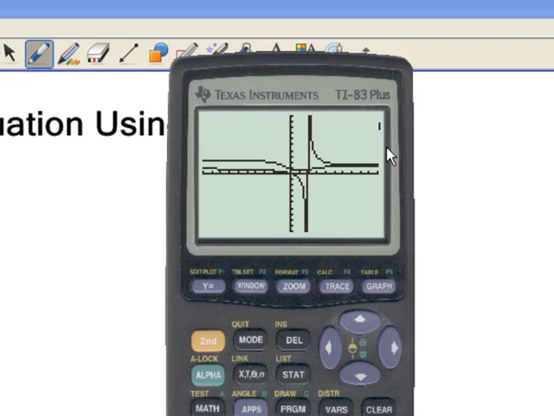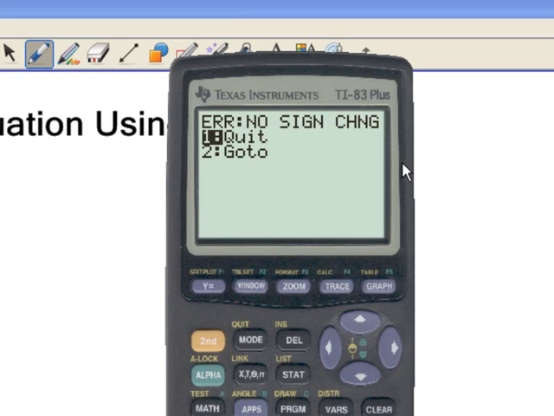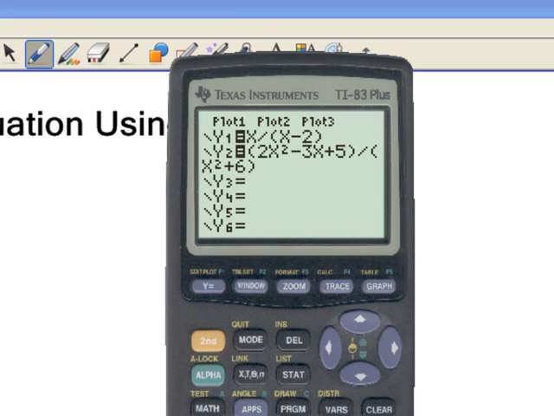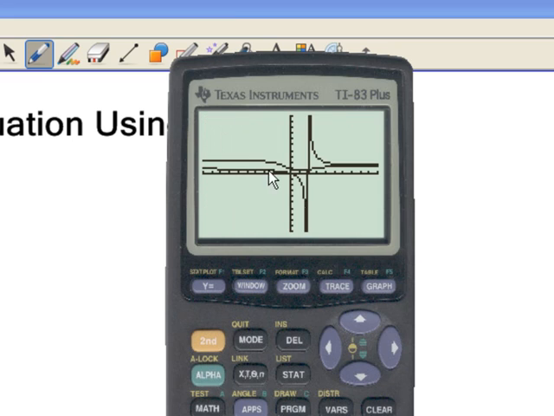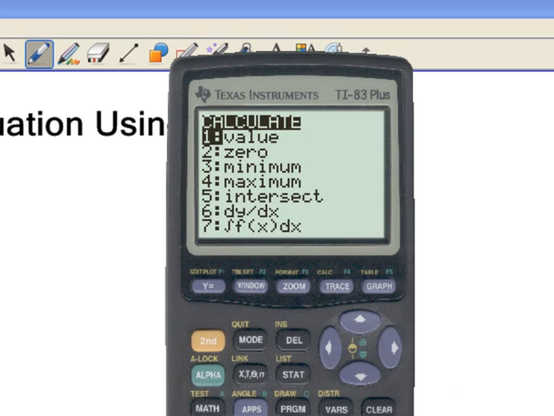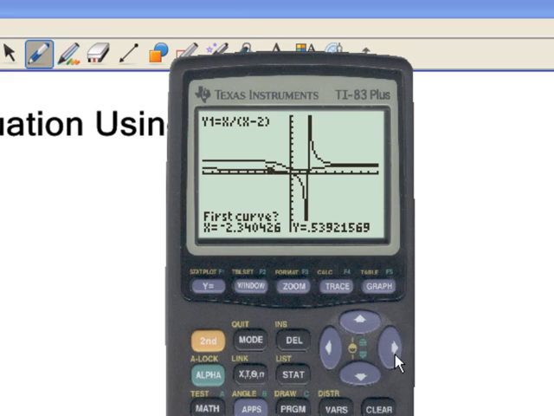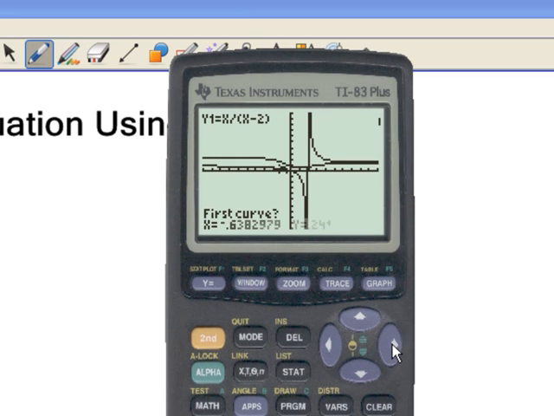You can see the calculator's having some trouble. It's taking a long time. And then I get this error message, no sign change. So the calculator is looking for an intersection around this area where I put my crosshairs. And it doesn't find any. It keeps expanding its search area until it gets to this asymptote, and then it runs into trouble. So when we use the intersection command, we need to make sure we're moving our crosshairs close to where we think the intersection is.